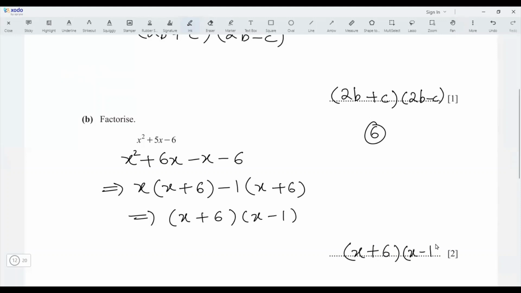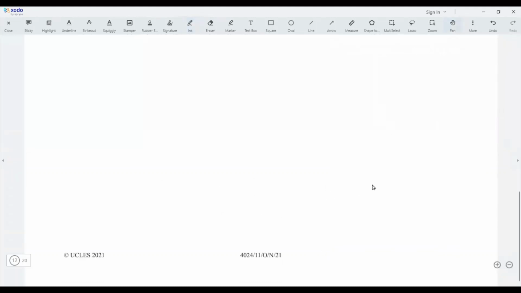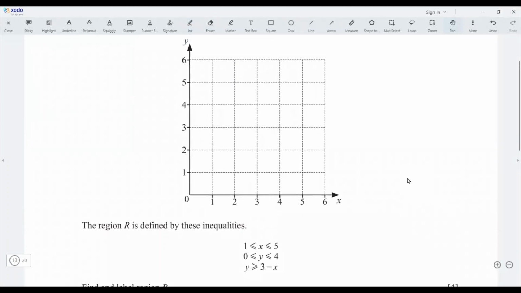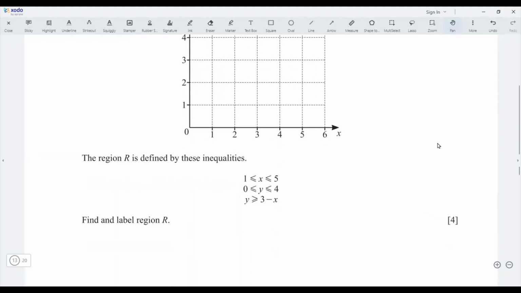Moving towards the next question. What is the next question? It is on the other page. It is basically graphical inequalities. We have to define the region which is drawn by these inequalities. How to figure out these inequalities? We just draw the lines, which are x equals 1, x equals 5, y equals 0, y equals 4, and similarly the last one will be done later on.